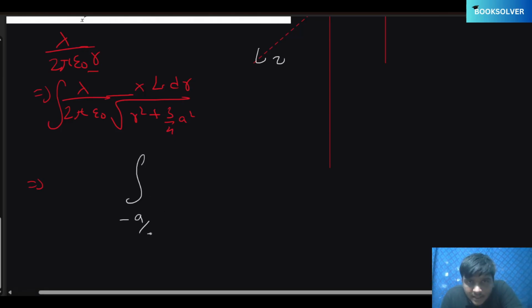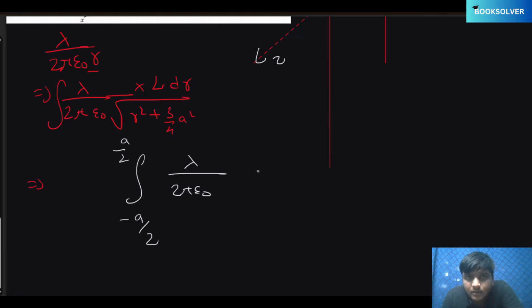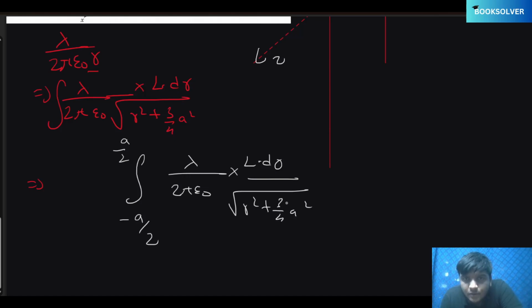Integration from minus a by 2 to a by 2 of lambda by 2 pi epsilon naught into L dot dr by root under r square plus 3 by 4a square. Okay. So if you know the integration, all these things are constant here. So let's take them out first.